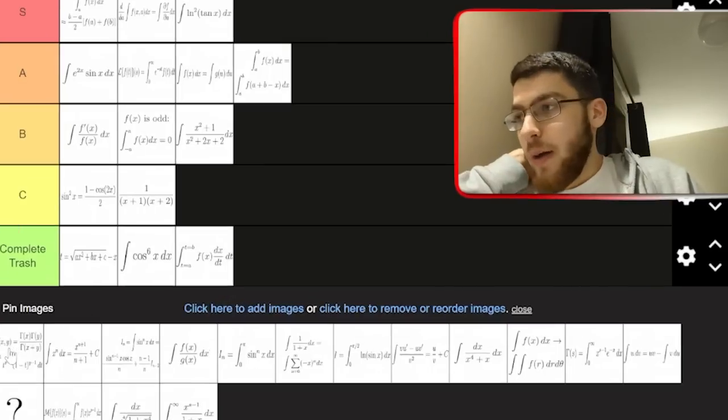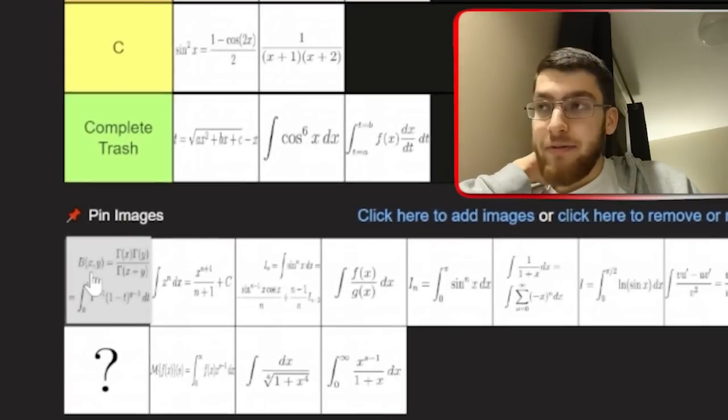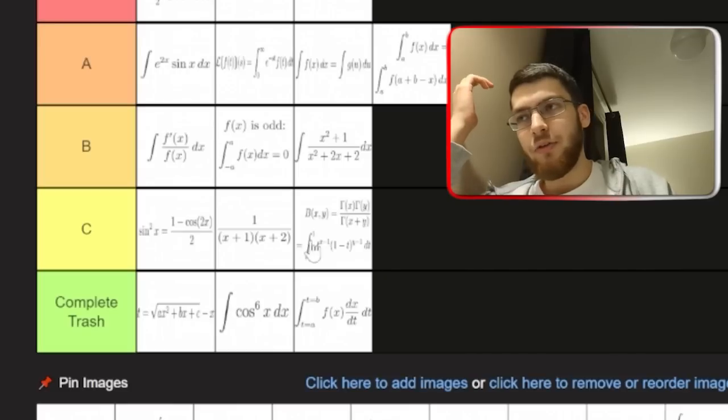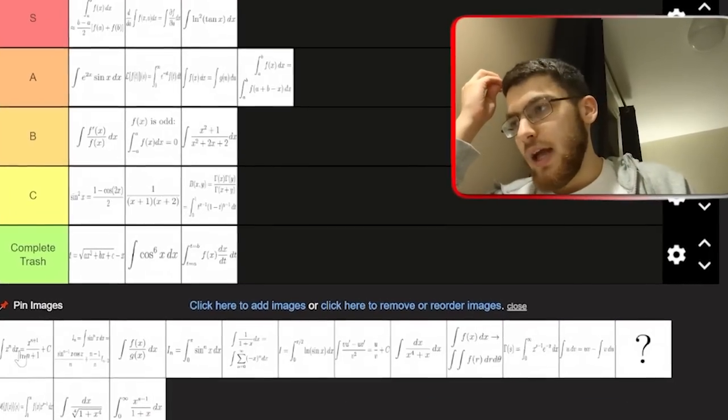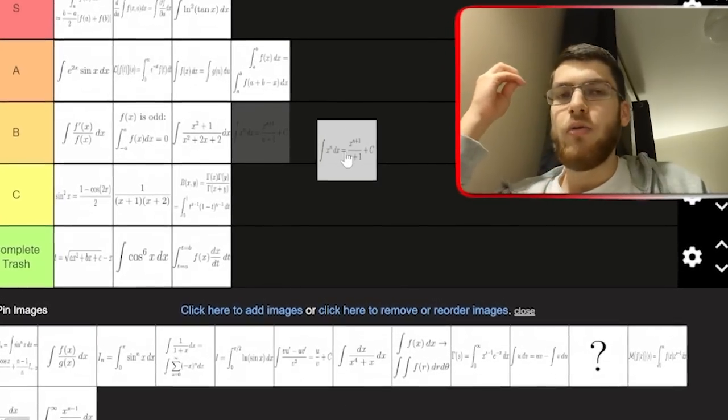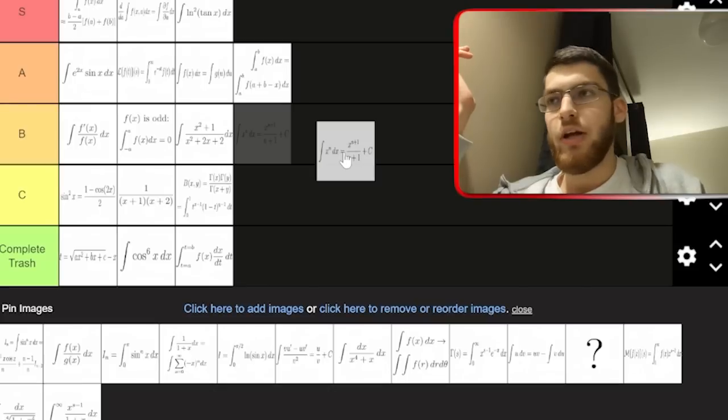Next, we've got partial fractions. If you can use anything else, then don't use partial fractions. But if you have to use partial fractions, it is useful. Next, we've got a beta function, which uses the gamma function. The gamma function is quite satisfying, but the beta function requires a little bit more work. It's a little bit less useful because you barely ever have to use it. So C tier.